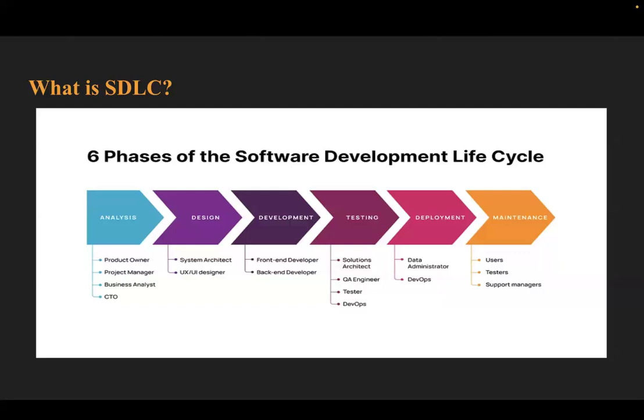Once the design phase is completed, the designs are given to the development people. In the development phase, the developers develop the application. There are two types of developers here: the front end developer and the back end developer. The back end developer develops the back end applications, and the front end developer develops the front end applications.